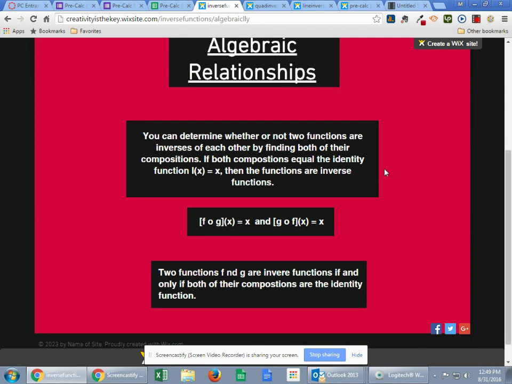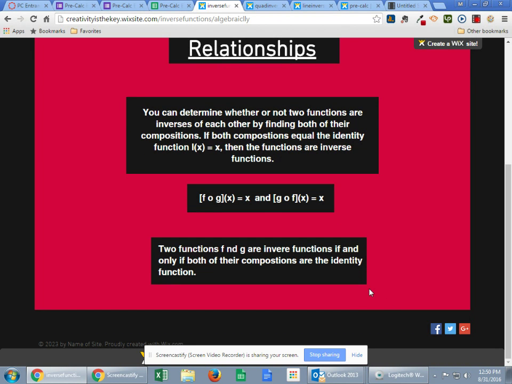You can determine whether or not two functions are inverses of each other by finding both of their compositions. If both compositions equal the identity function, then the functions are inverse functions. And to prove that, you would use f of g of x equals x, or g of f of x equals x. And then the two functions, f and g, are inverse functions if and only if their compositions are the identity function.